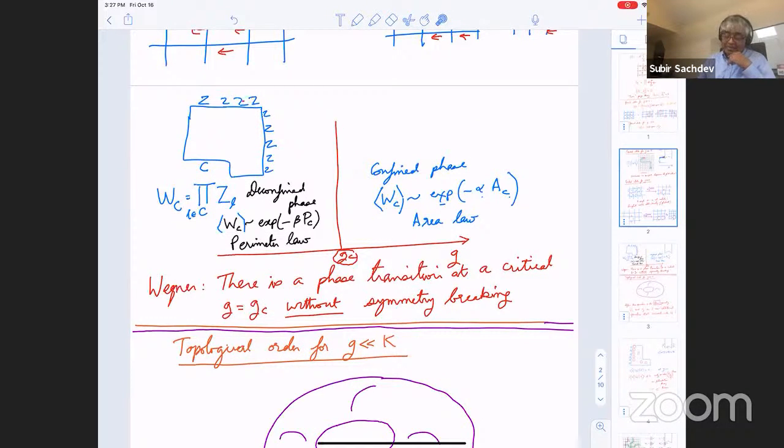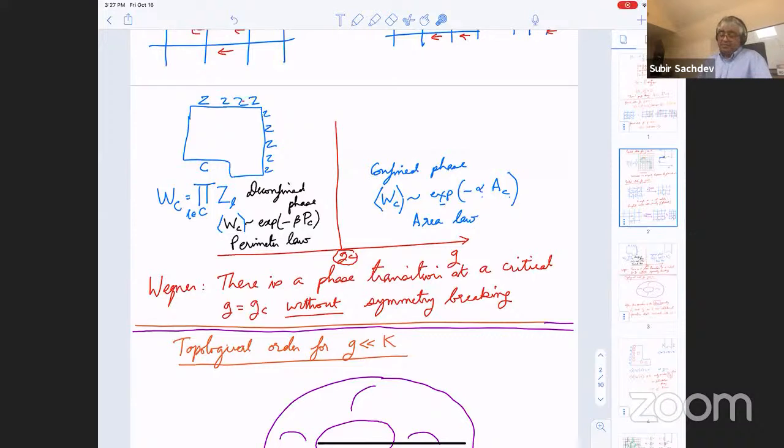You can try to do the same calculation at small g. It's a bit more complicated, and I won't go through it. There are references in the reading to a review article by Kogut, which goes through it. And the answer is that it gives you a perimeter law, not an area law. Anyway, I'll leave that as a homework problem to check that this is a perimeter law.